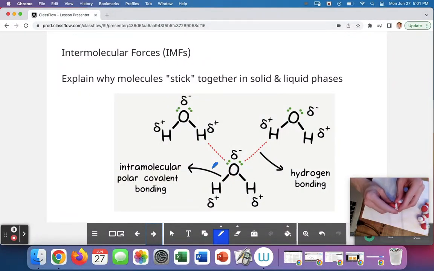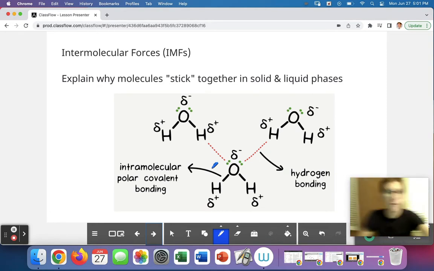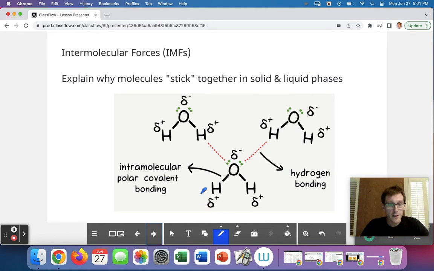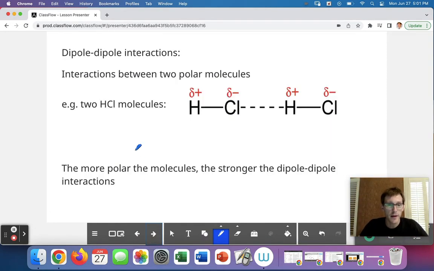And the stronger the IMFs are, the harder it is to break them apart, the higher the boiling point, for example. But more on that in another video. All right, so let's go through the different types of IMFs.